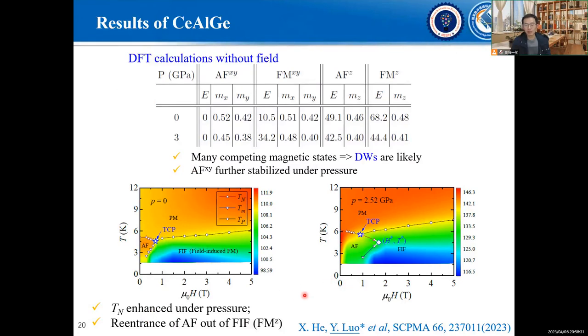But first we want to demonstrate why the AFM phase becomes larger. This can be confirmed by DFT calculation without field. In the calculation, we calculated two pressures, zero pressure and 3 GPa. For both pressures, we found the ground state is always the AFM XY state. But we also noticed that the energy difference between the ground state and the first excited state increases with pressure. That means the AFM XY ground state is further stabilized under pressure. Another feature is that there are many competing orders with similar energy. This makes domain walls in this compound very likely.